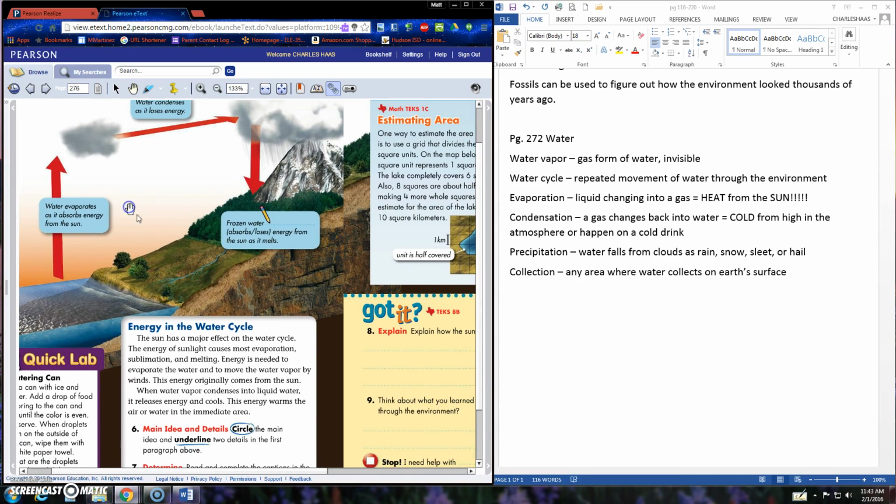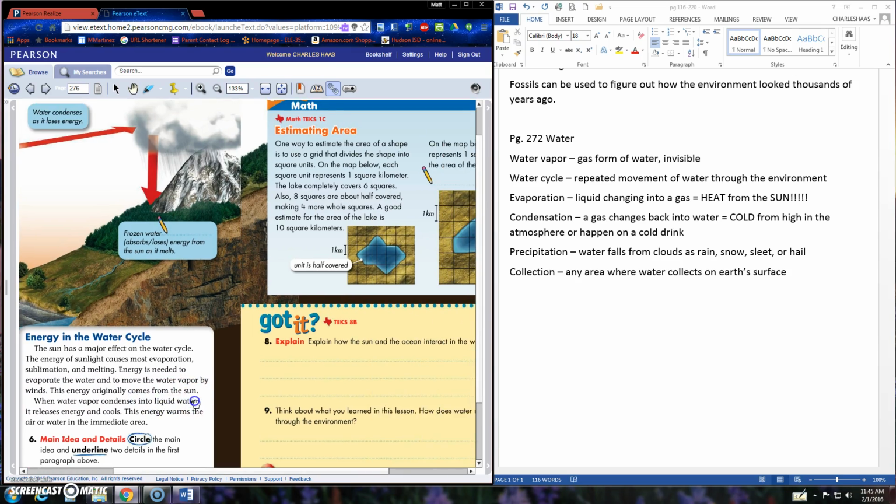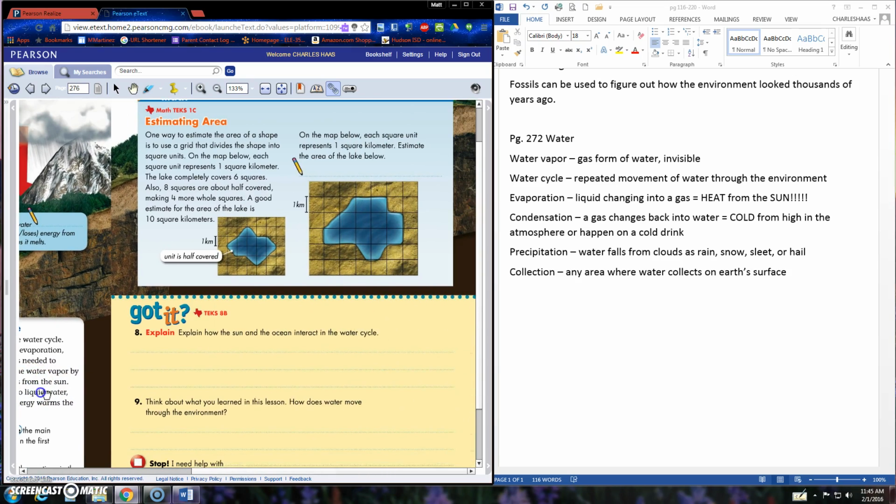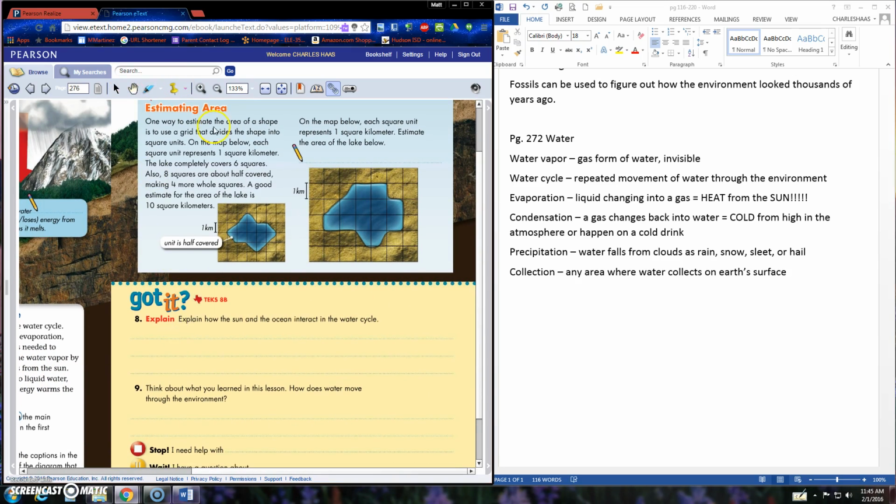Energy in the water cycle. The sun has a major effect on the water cycle. The energy of sunlight causes most evaporation, sublimation, and melting. Energy is needed to evaporate the water and to move the water vapor by wind. This energy originally comes from the sun. And that's why I say the sun is the most important part of the water cycle. You got to have the sun.